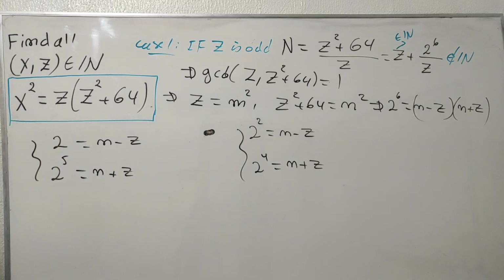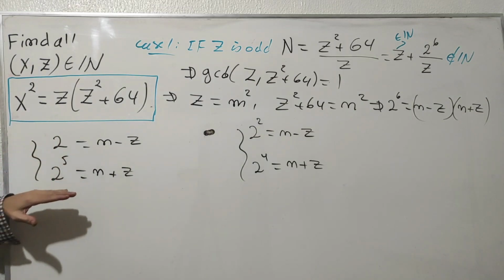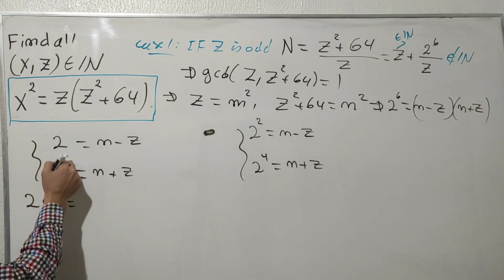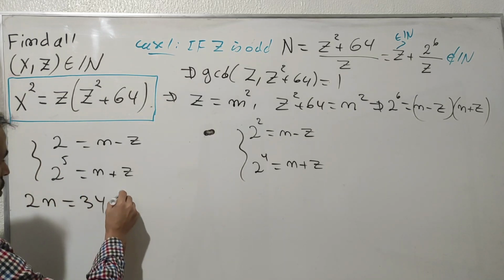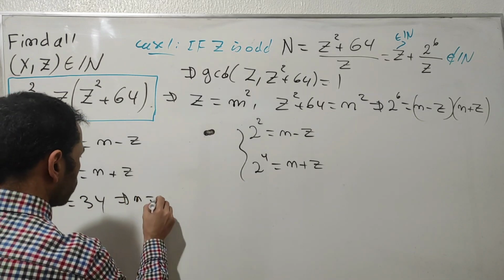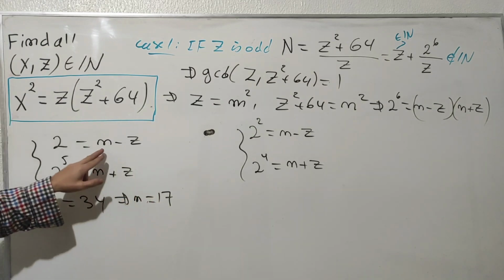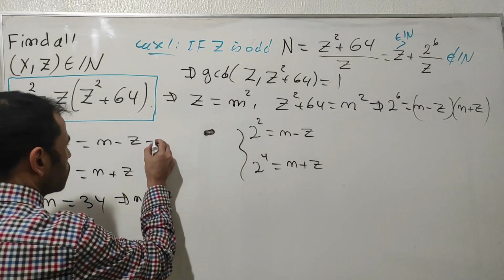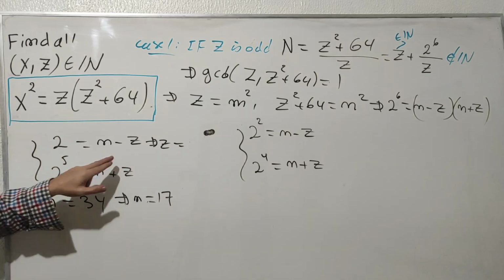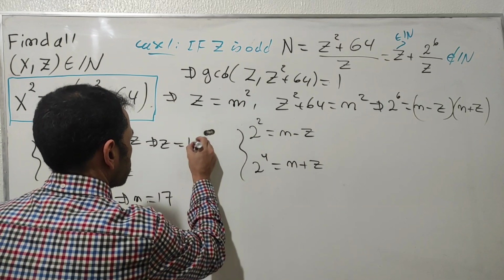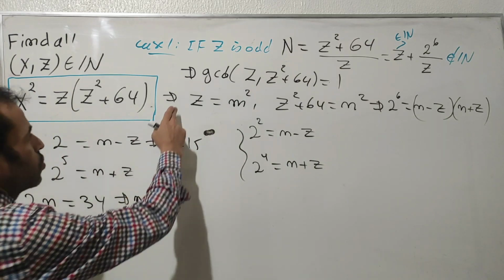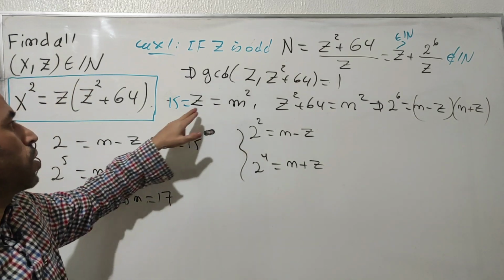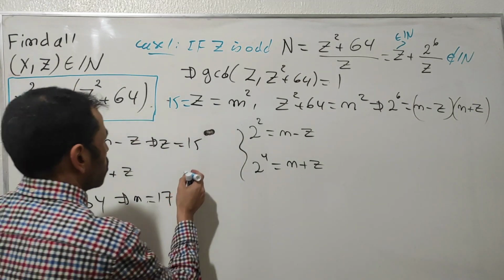Simply solving this system, adding this one to this one, I get 2n is going to give us 2 plus 2 to the 5th, which is 34. Dividing both sides by 2, I get n equals 17. Replacing n in this one to find z, we get z equals 17 minus 2, which is 15. So z equals 15. But we get that m squared is a perfect square, and 15 is not a perfect square. It's impossible.